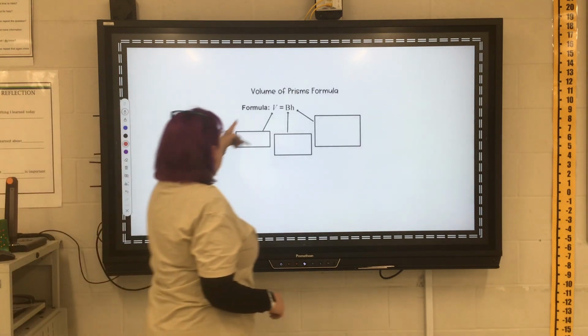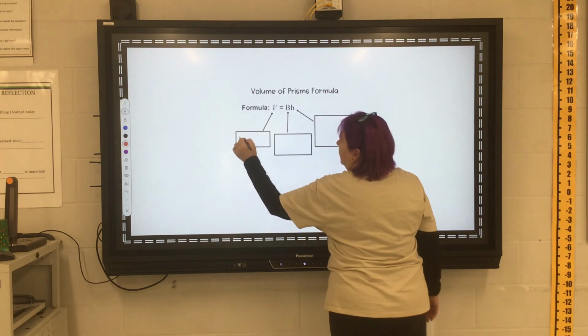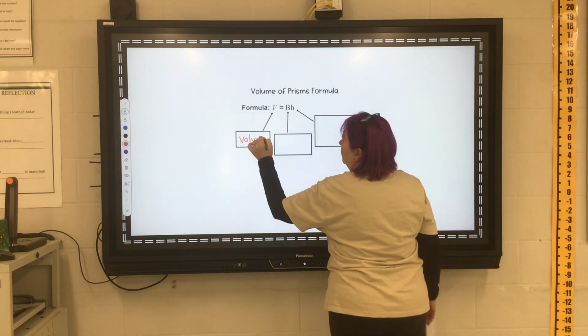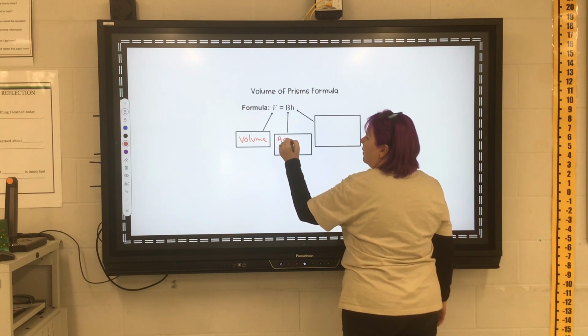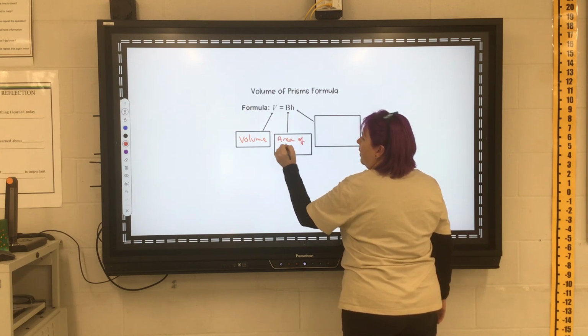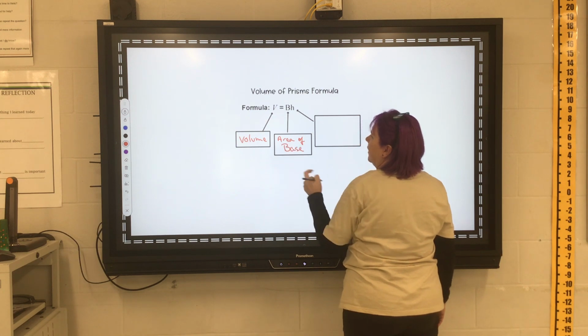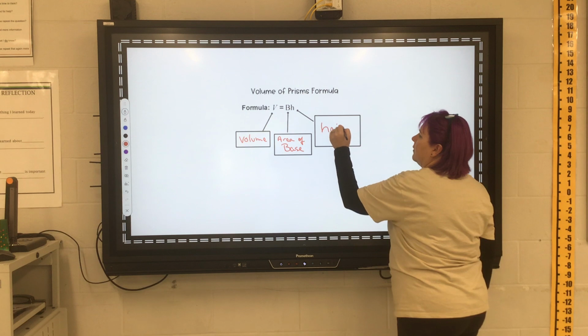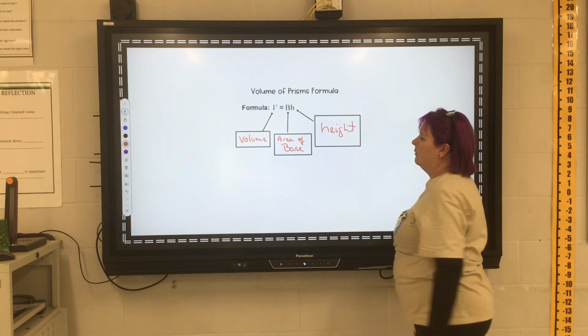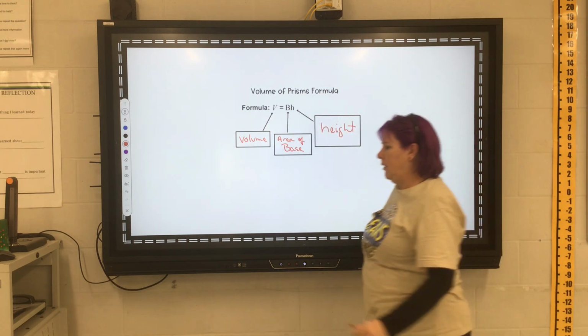Okay, formula. V is for volume. Capital B is our area of our base. And our height, H is our height. That's what our formula is.